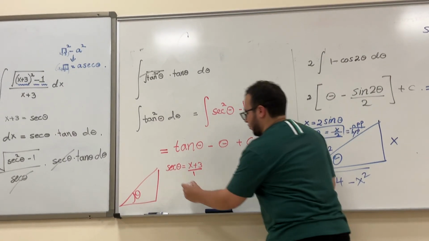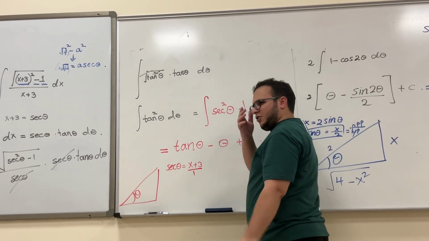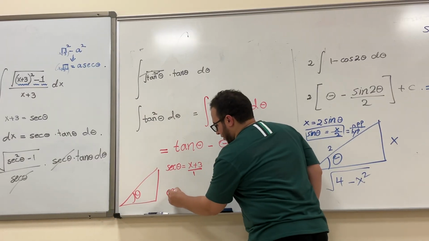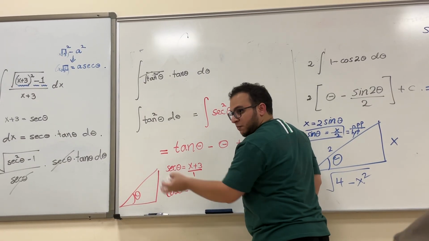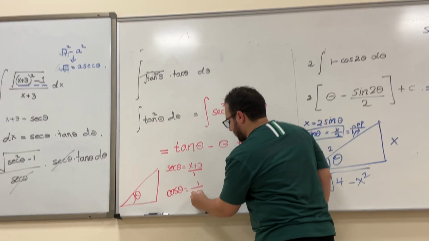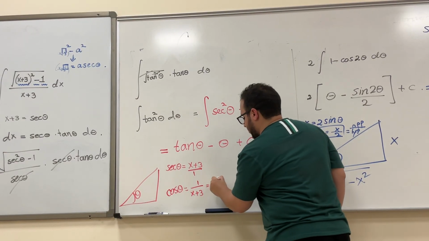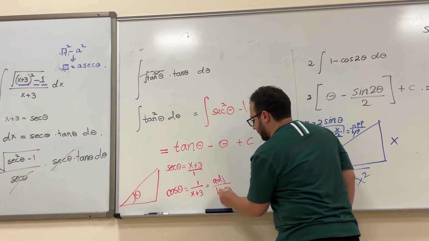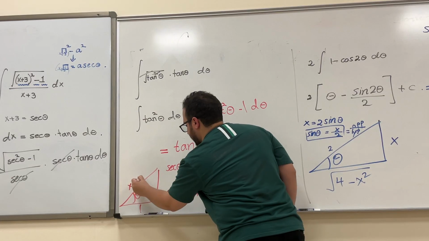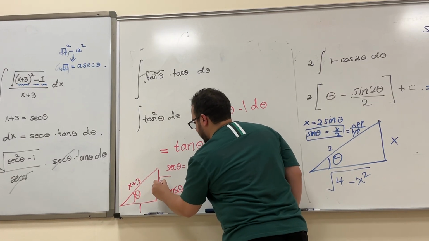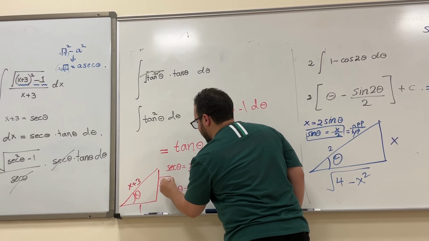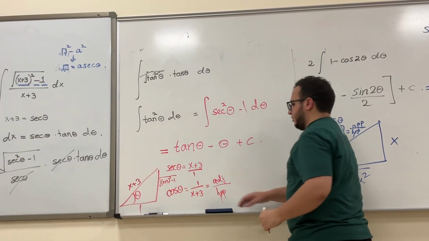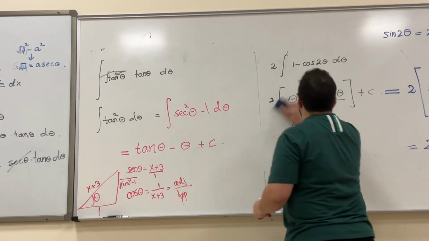So what is the definition of secant? If you don't know, you can do cosine. Cosine is the flip of secant, 1 over cosine. 1 over x plus 3. So this is adjacent, this is hypotenuse. The remaining side would be root of x plus 3 squared minus 1, exactly the root I see in the question.